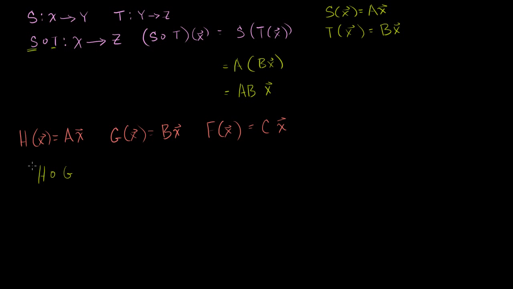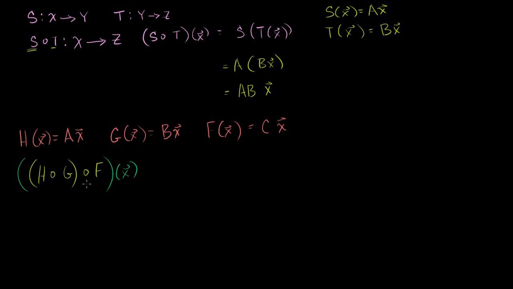Now, what I'm curious about is what happens when I take the composition of h with g, and then I take the composition of that with f. These are all linear transformations. And then I apply that to some vector x, which is necessarily going to be in the domain of this. I haven't actually drawn out their domain and codomain definitions, but I think you get the idea.